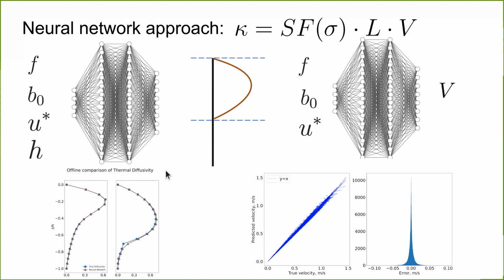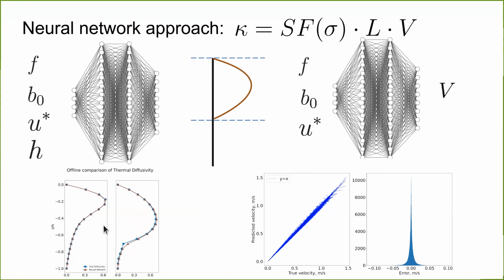Here is an offline comparison of the neural networks. The left figure shows the shape function from the neural network. We train on the non-dimensional shape function with respect to the sigma coordinate. This gives us the diffusivity profile independent of the vertical grid. Potentially, this network is employable in any type of vertical coordinate system, but this needs further investigation.